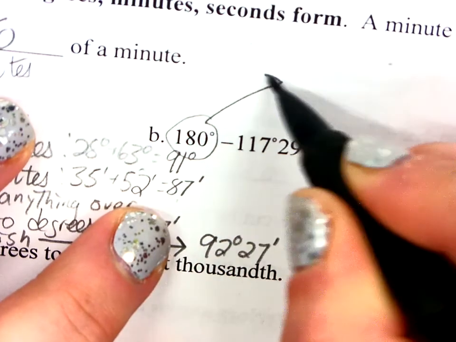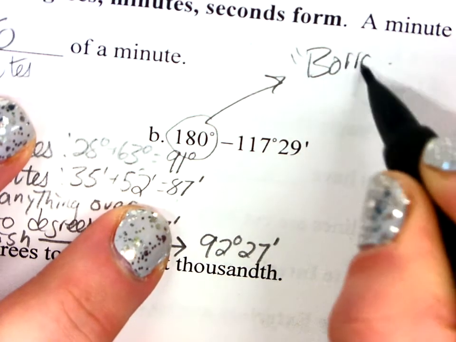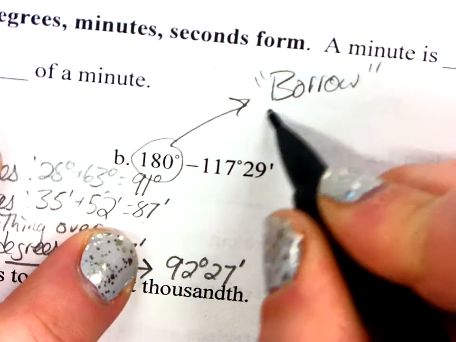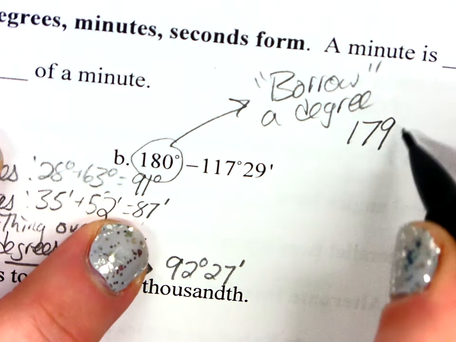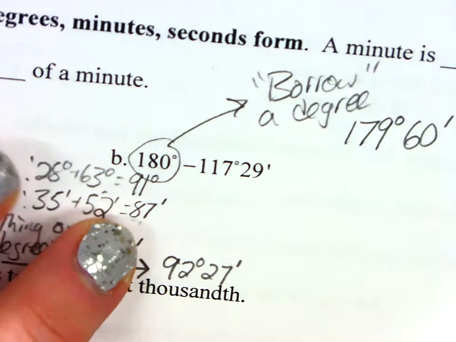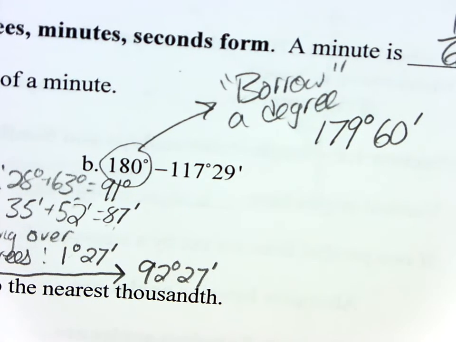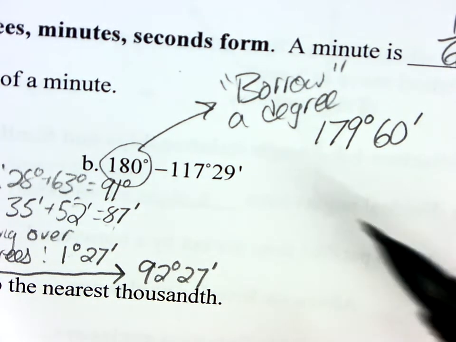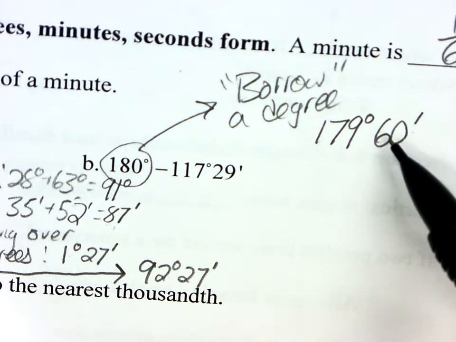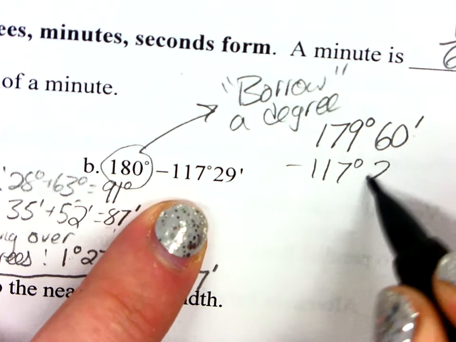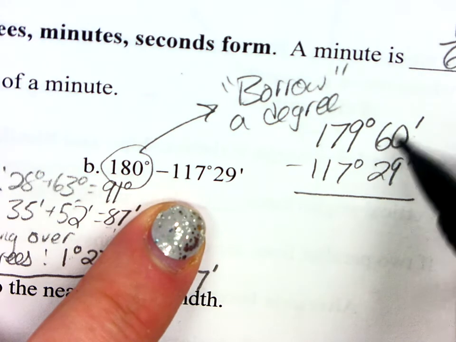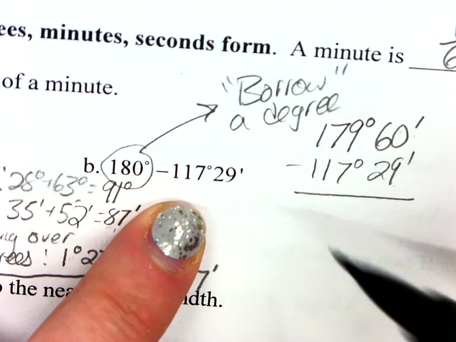So the first thing that I would recommend you do is borrow a degree and make it 179 degrees, 60 minutes. I haven't changed its value, right? It's the same thing like trading in $1 for 4 quarters if I need to go to the vending machine or something. Now it's in a form that I can use. I still have the same amount, but I'm just expressing it differently. And now I should be able to subtract the 117.29 without too much difficulty. So I'm going to subtract the minutes from each other, and I'll subtract the degrees from each other.